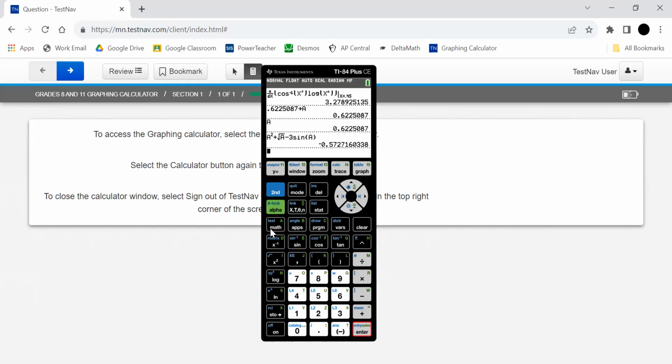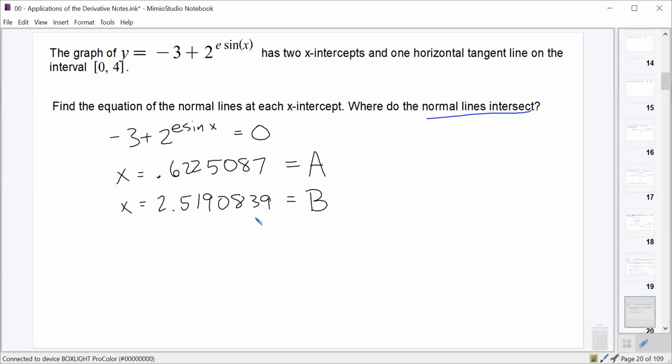So then we're going to do the exact same thing with our other x-intercept, which was 2.5190839. We're going to hit that store button, STO with the arrow. This time we'll choose B and hit enter. And I like to just, out of abundance of caution, check and make sure I typed the number right. Looks like I'm good. So now I can go back to my work and know that I've stored those as A and B on my calculator. Anytime I want to write this number, instead of that on the AP test, I can write A. Or if I want to write 2.5190839, instead of that, I can just write B.